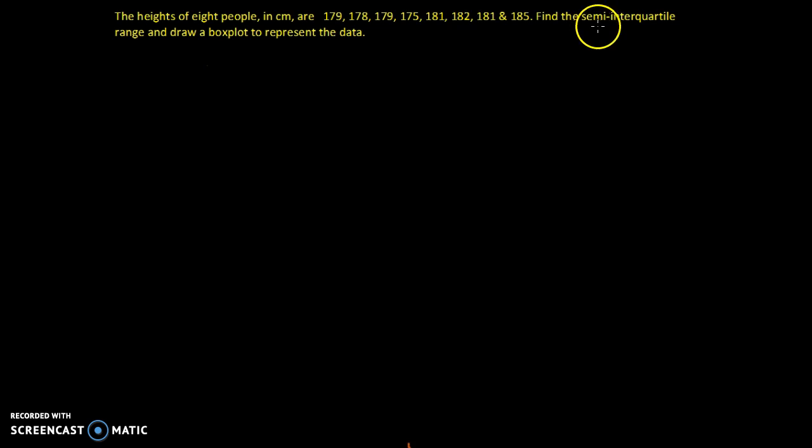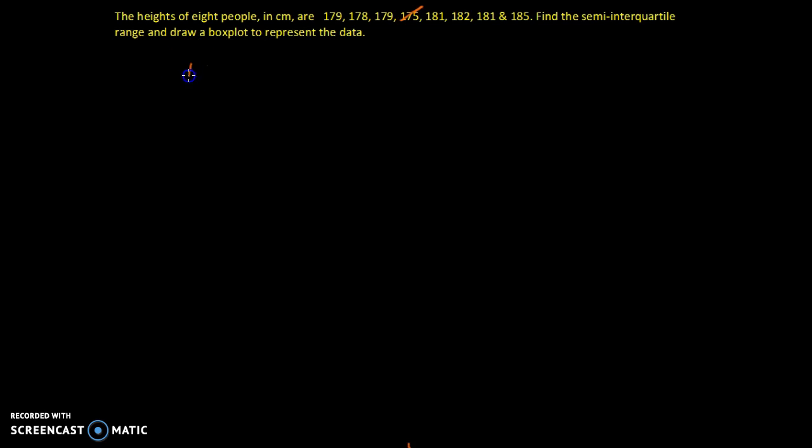So the semi-interquartile range is probably going to be something new to you, as are these things called quartiles. So I'll explain what quartiles are first of all, and then we'll get on to semi-interquartile range. Quartiles are essentially a way of splitting data up into 4 parts, so into quarters in effect. Now the way we're going to do that is we're going to have to put the data in order first of all.